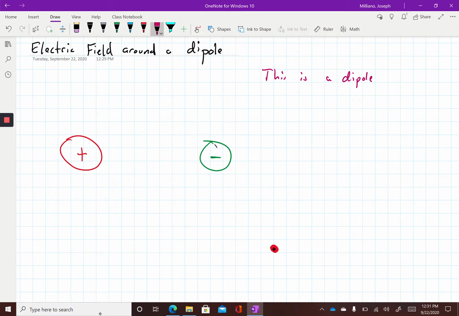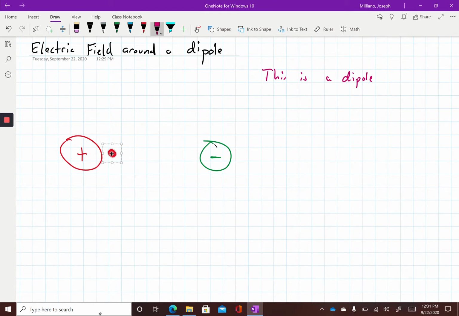Ignore this charge. This charge is not part of the dipole. It is my test charge. And we're going to consider what this little test charge does in different scenarios. So first, let's put it really near the other positive charge.